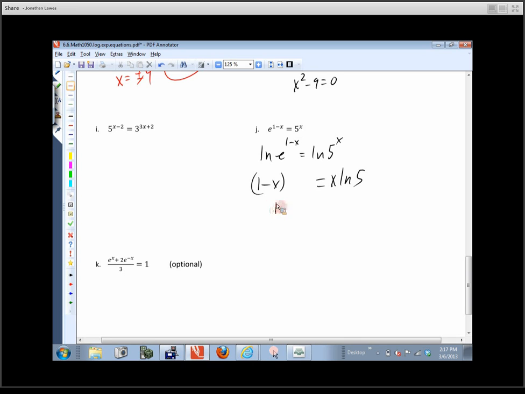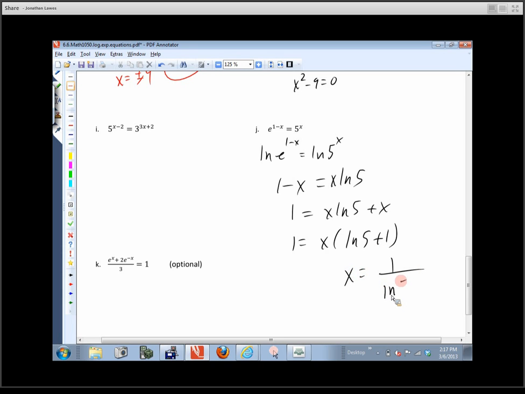So if I've got 1 minus x and x ln 5, I'm going to move the x to this side. Factor. And then divide. So my answer on this problem is going to be 1 over ln of 5 plus 1. Will the back of the book say that? Yeah, most likely.